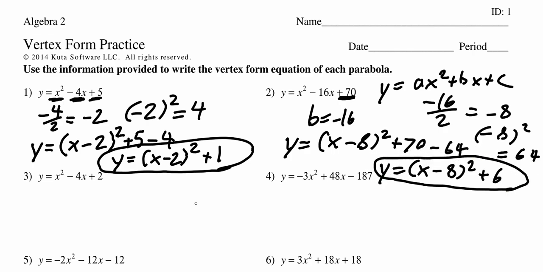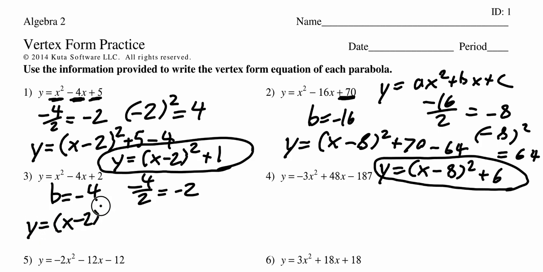For question number 3, it's the exact same concepts as questions 1 and 2. So you want to make sure that the x squared term has a coefficient of 1. That's true for question number 3. So moving on to step 2, b divided by 2. We know that b is equal to negative 4, and negative 4 divided by 2 is equal to negative 2. And you want to drop this negative 2 inside the parentheses with x. So I'll just rewrite this as y is equal to (x minus 2) squared.